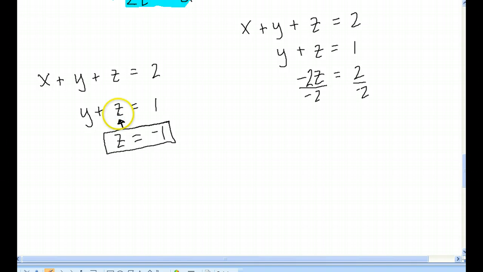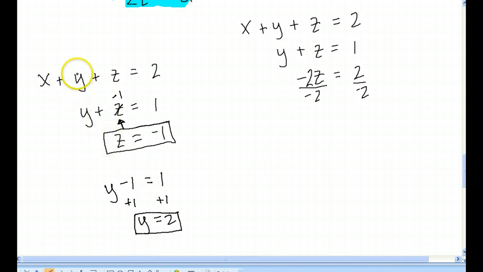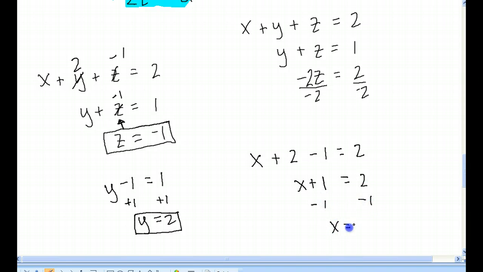That means that's negative 1. So we get y minus 1 equals 1. Add 1 to both sides, we get y equals 2. So now we know y is equal to 2. Up here in this equation, we know this is 2, and from down here at the bottom, we know this is negative 1. So we have the equation x plus 2 minus 1 equals 2. 2 minus 1 is 1, so x plus 1 equals 2. Subtract 1 from both sides, we get x equals 1.